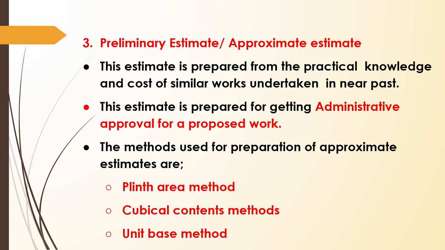The amount or the quantity may not be accurate in that particular estimate. We will take that quantity and cost from similar works undertaken in the near past. There are mainly three methods for calculating this preliminary estimate or approximate estimate. First one is plinth area method, cubical contents method, and unit base method. These are all very simple methods for preparing an estimate.